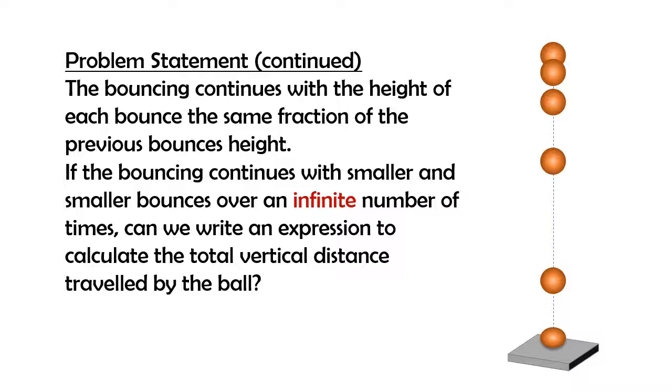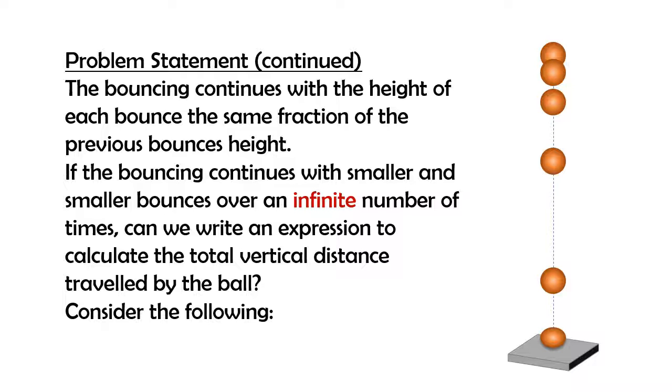Now here's where it gets interesting. If the bouncing continues with smaller and smaller bounces over an infinite number of times, and understand that infinity is a lot bigger than a million, it's a lot bigger than a trillion, it's bigger than any number that you can name. If it bounces over an infinite number of times, can we write an expression to calculate the total vertical distance traveled by the ball? So it goes up and down and up and down. What is the total distance that it travels over this infinite number of bounces?